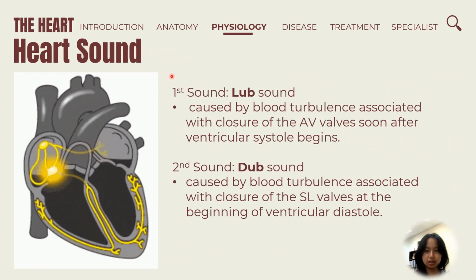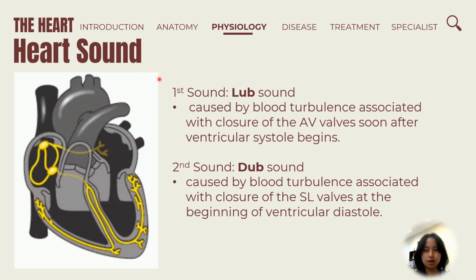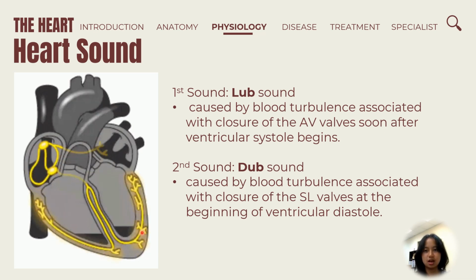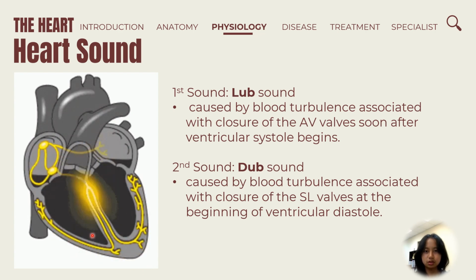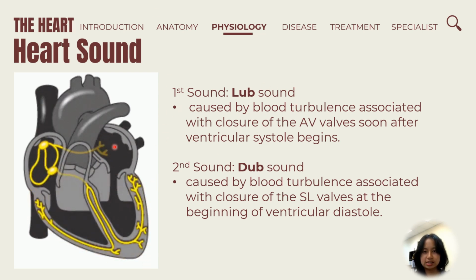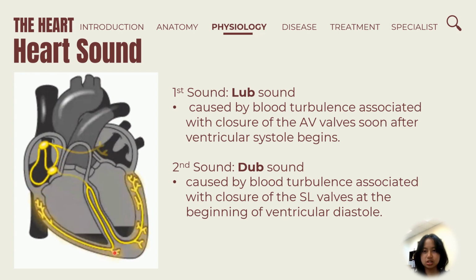A heartbeat heard through a stethoscope sounds like lub dup. These sounds are due to the vibrations in the heart tissues produced as the blood flow is suddenly speeded or slowed with the contraction and relaxation of the heart chambers, and with the opening and closing of the valves. The first sound, which can be described as a lub sound, is louder and a bit longer than the second sound. S1, the first sound, is caused by blood turbulence associated with closure of the AV valves soon after ventricular systole begins.